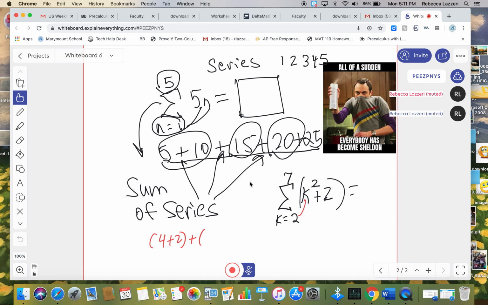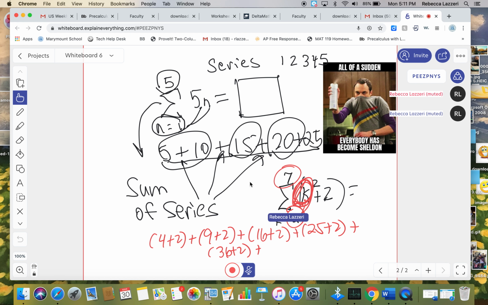Then I'm going to fill in 3 for k, and I get 9 plus 2. Then I'm going to fill in 4 for k, and I get 16 plus 2. And we'll fill in 5 for k, and I get 25 plus 2. I'm going to fill in 6 for k, and I get 36 plus 2. And I'm going to stop at 7. We'll start at 2, filling in for k, and stop at 7. So if I fill in 7, I get 49 plus 2.